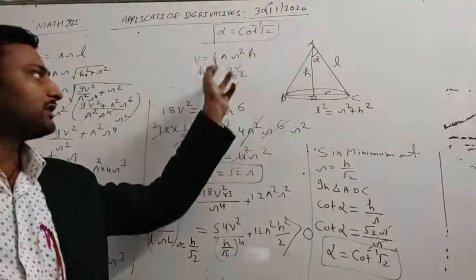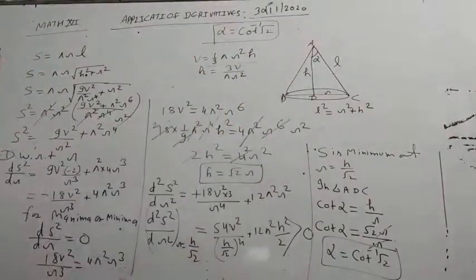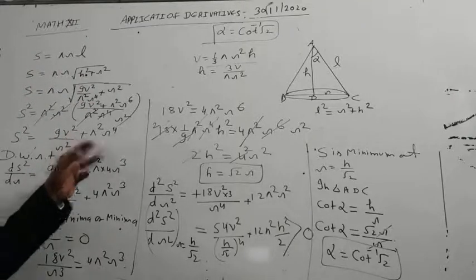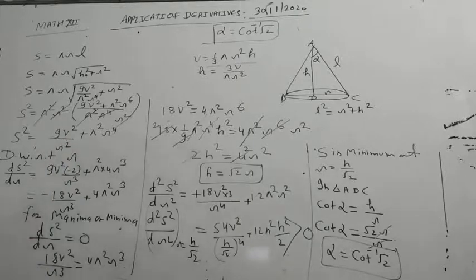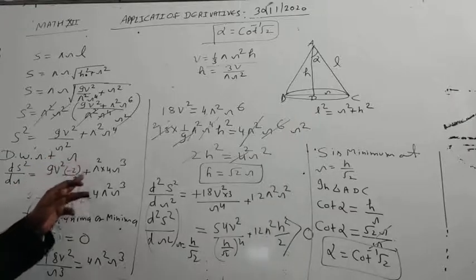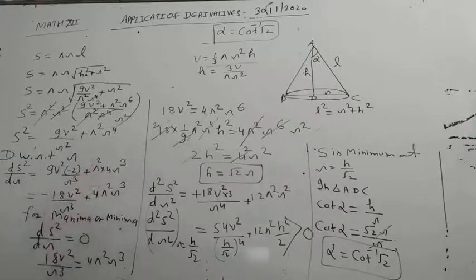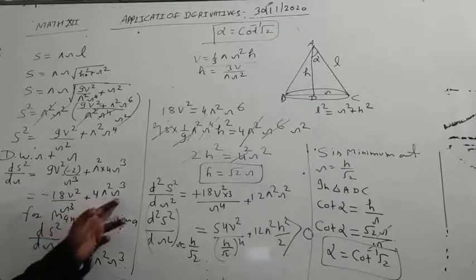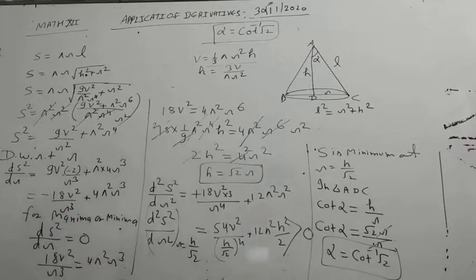So we will replace this h by 3v by pi r square. We will put the value of h square here, and squaring both sides for removing the root, we will get S square is 9v square by r square plus pi square r to the power 4. Okay, now we will differentiate this with respect to r. So dS2 by dr will be equal to what? 9v square into minus 2 by r cube plus pi square into 4r cube. Now this will be equal to what? Minus 18v square by r cube plus 4 pi square r to the power 3.